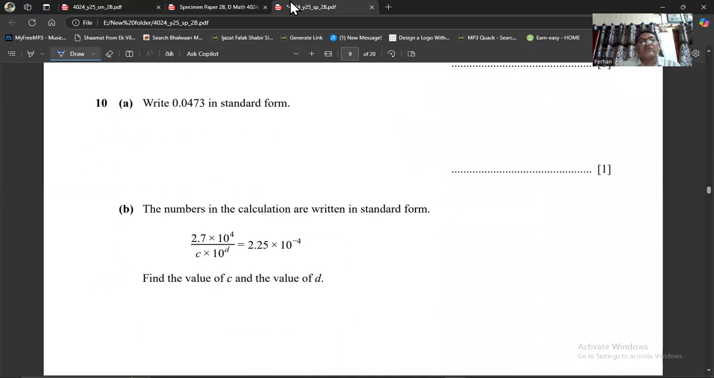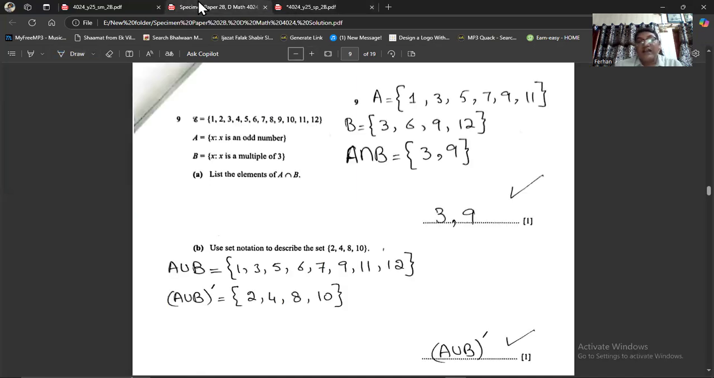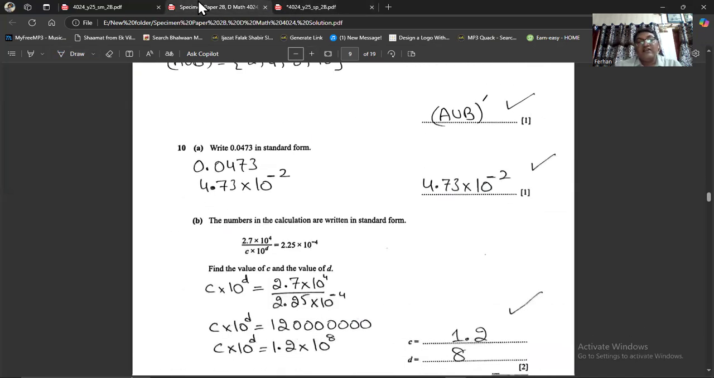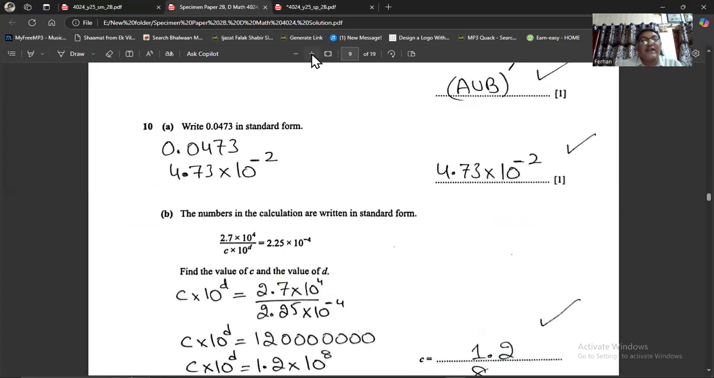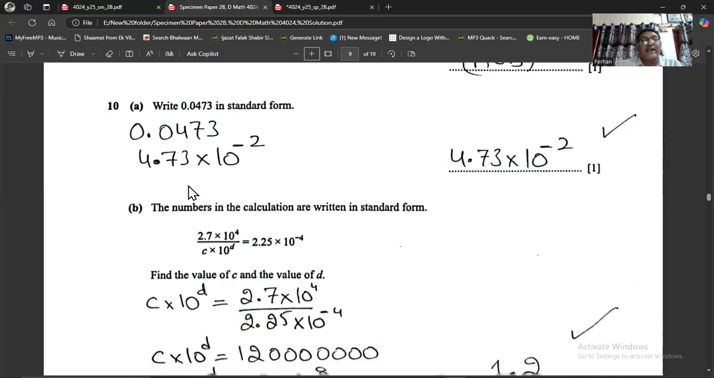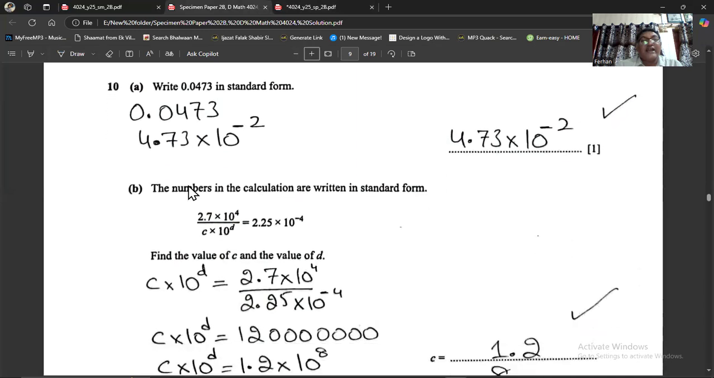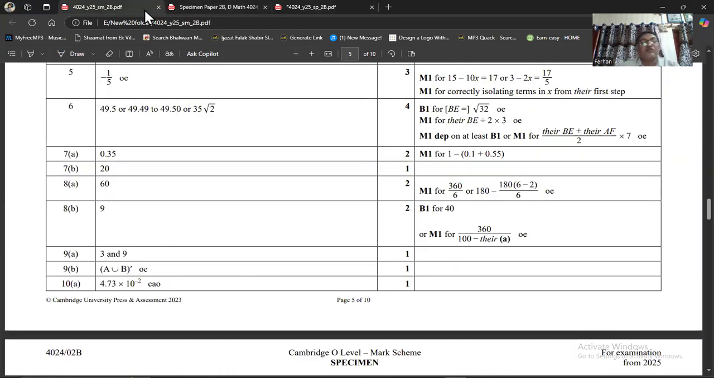Okay, now we are going to the next question. Write down question number 10, A part. Write down 0.0473 in the standard form. So I will move the decimal 2 steps to the right, and then it will become 10 raised to power minus 2. So my answer will be 4.73 expo minus 2. 4.73 expo minus 2 is the right answer, sir.